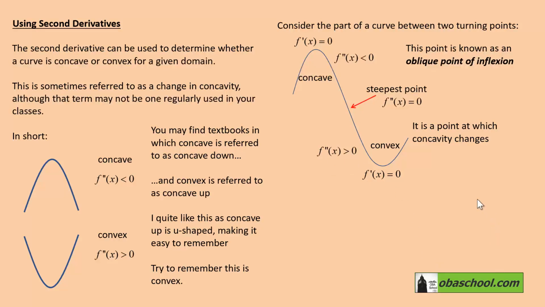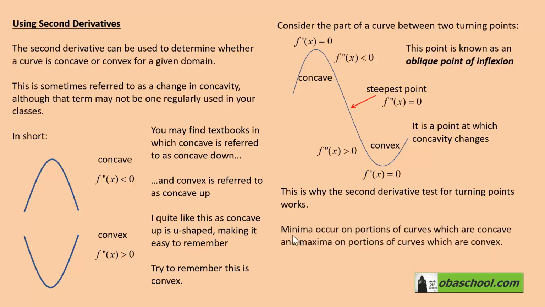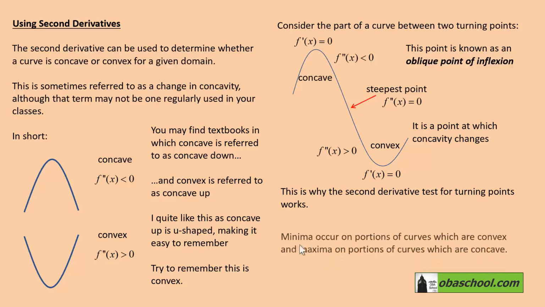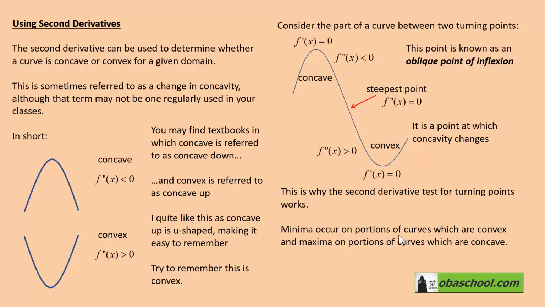Now, I mentioned this before, but it's worth reiterating. This is why the second derivative test for turning points works. Minima occur on portions of the curves which are concave. Minima occur on portions of curves which are convex. And maxima on portions of curves which are concave.